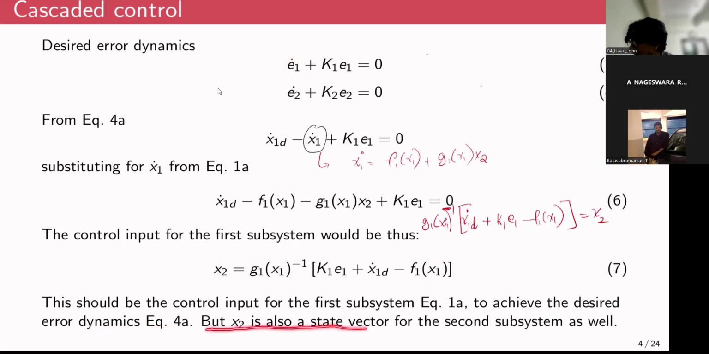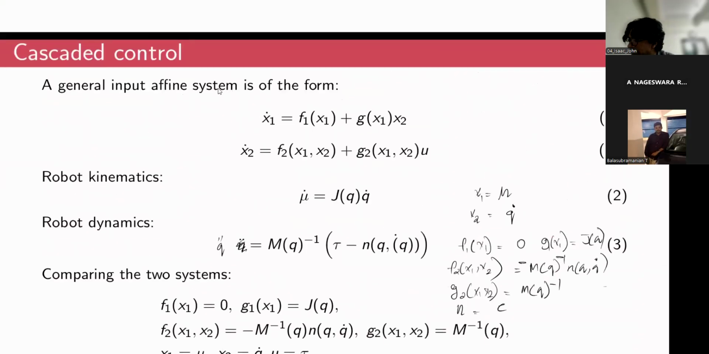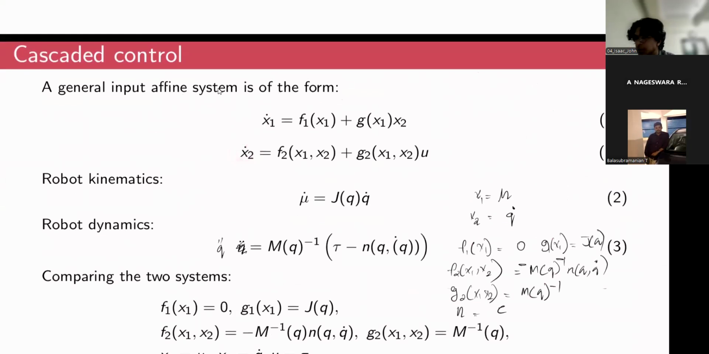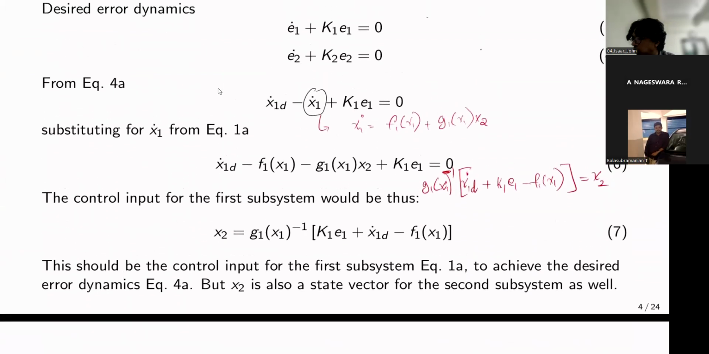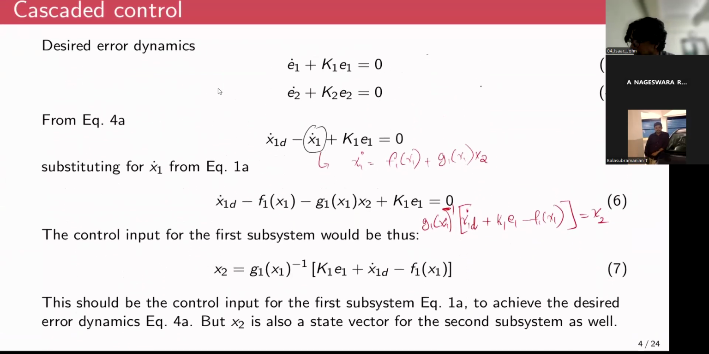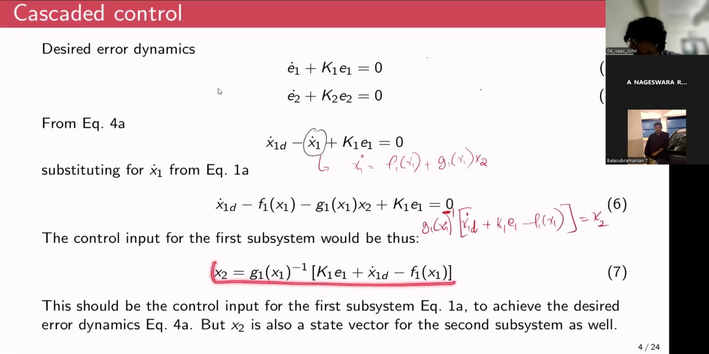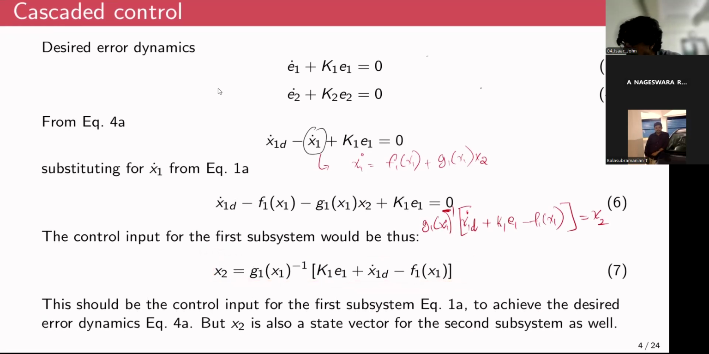But x2 is also a state vector for the second subsystem as well, right? If you go back and see, x2 is also a state vector for the second subsystem. So we cannot really have a control input like this, because it depends upon how the system is behaving. We cannot directly control this input, because it's also a state vector. So what can we do? This is what we desire for our x2 to behave, but we cannot really force it, because it's also a state vector. So what can you do?